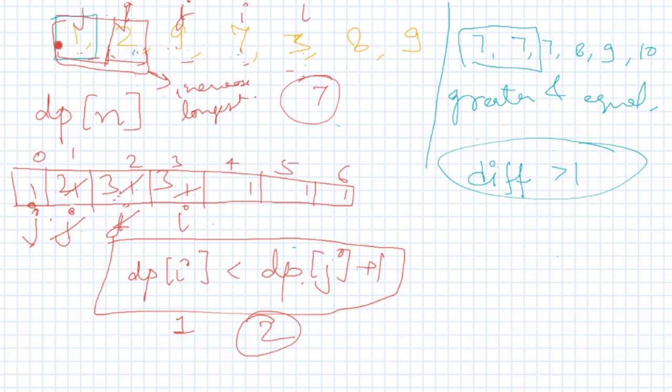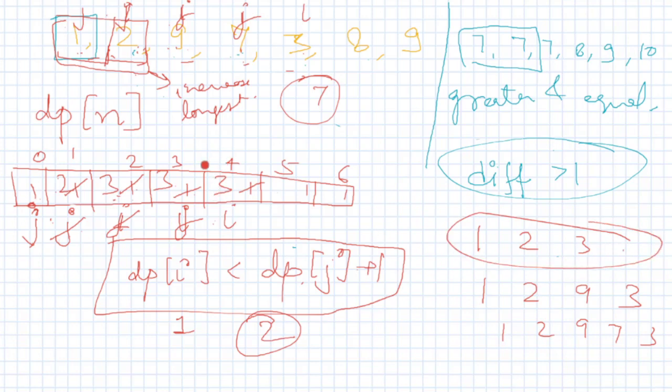Again, bring I here. j will again go. I is here, j is here. Is 3 greater than 7? No. j will come here. Is 3 greater than 9? No. j will come here. So now j is this. Is 3 greater than 2? Yes. So this will make it 3. The reason why this is making 3 is, see, this is the sequence that is being formed. We cannot have a sequence like this. We cannot have a sequence like this. We have this, that's why it's bringing 3.